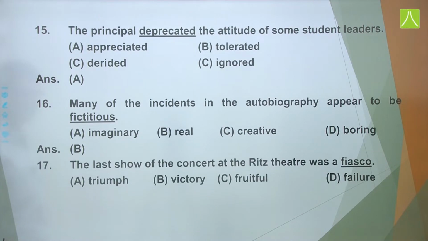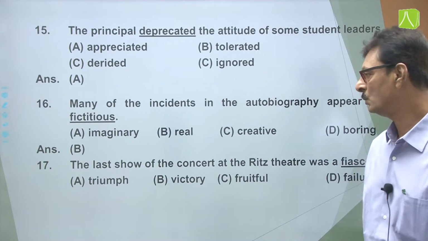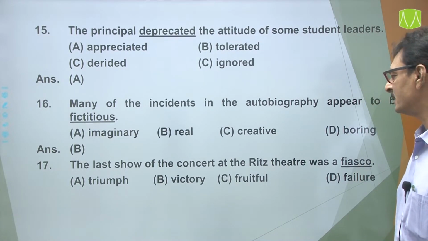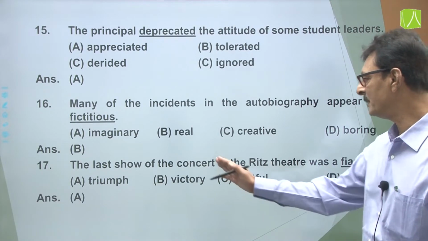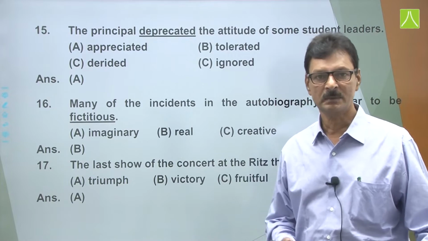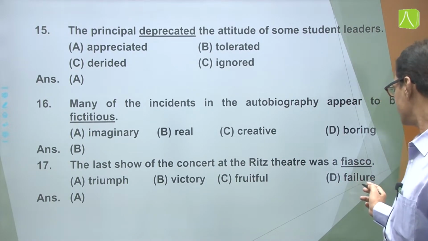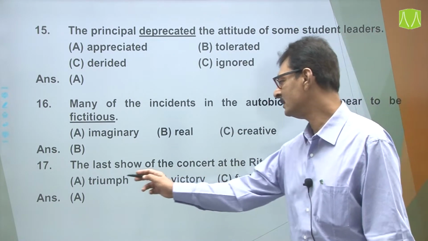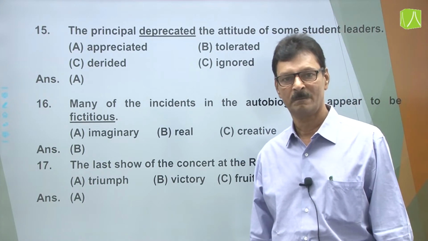Next one, the last show of the concert at the Rich Theatre was a fiasco, and the options given to you, fiasco is a failure, and the correct answer will be triumph, victorious, something जिसकी जीत हो जाए. So, fiasco means failure, ये इसका synonym है. This cannot be the answer, this cannot be answer, this is the correct option. Triumph is the opposite of fiasco.